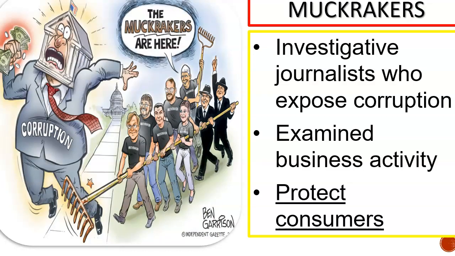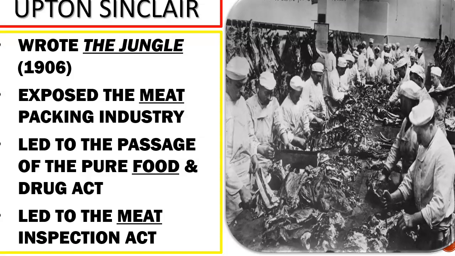During the Progressive Era, investigative reporters known as muckrakers worked to expose corporate corruption. Upton Sinclair wrote The Jungle about the nation's meat packing plants.